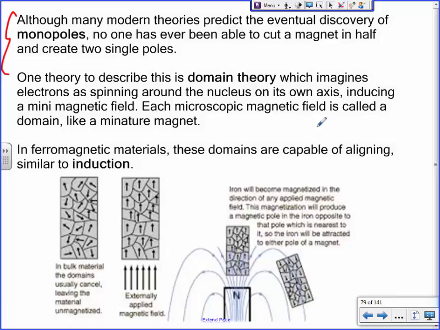Here's the theory why. The theory is what they call domain theory. They figure that each individual electron spinning around the nucleus has the ability to create its own mini magnetic field. Basically, it has to do with electrons and spin and stuff like that. And if all of those individual little pieces on a chunk of metal line up and align nicely, then they figure that's the reason a magnet is created. I don't need you guys to know the ins and outs of that, because really, this is just trying to figure this stuff out.